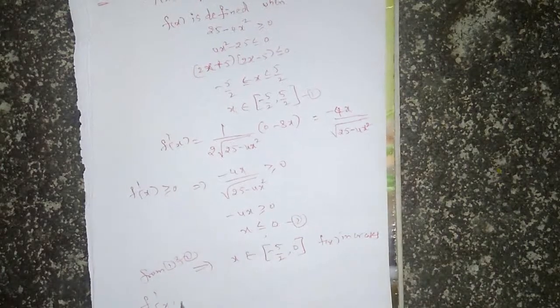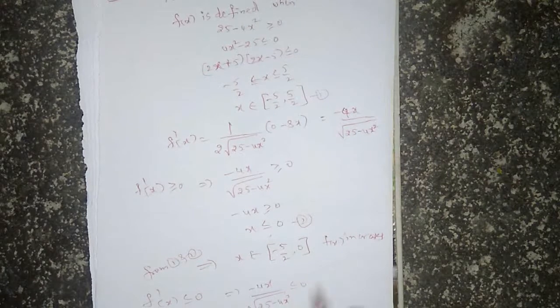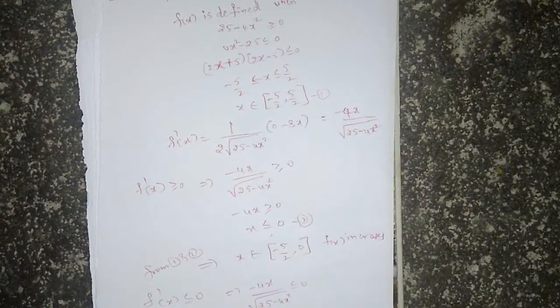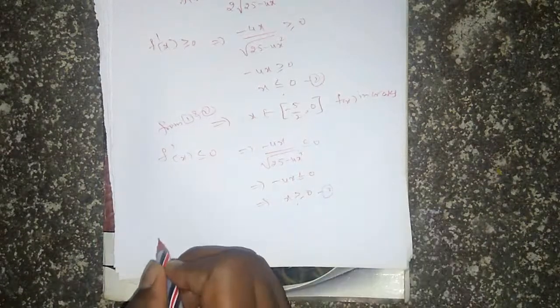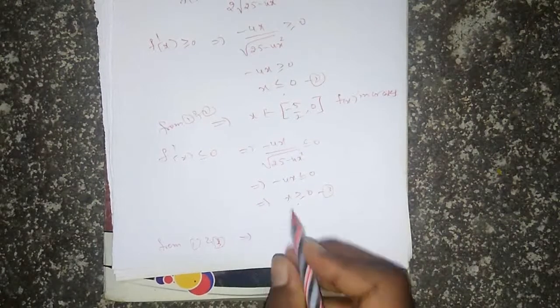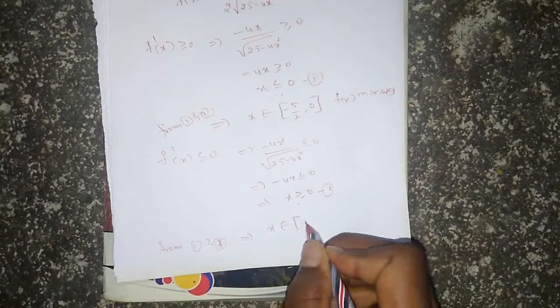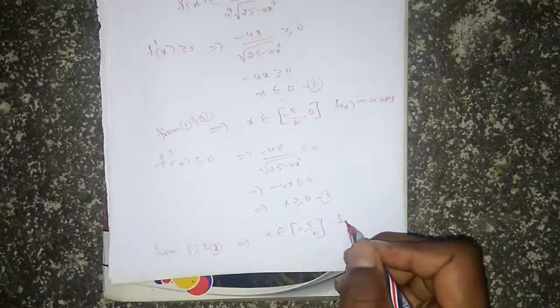Similarly, f dash of x less than or equal to 0, so that is minus 4x by root of 25 minus 4x square less than or equal to 0. Here minus 4x less than or equal to 0 implies x greater than or equal to 0. If I remove minus, the inequality changes. So this is 3. So from 1 and 3 we have x belongs to 0 to 5 by 2, in which the f of x decreases.